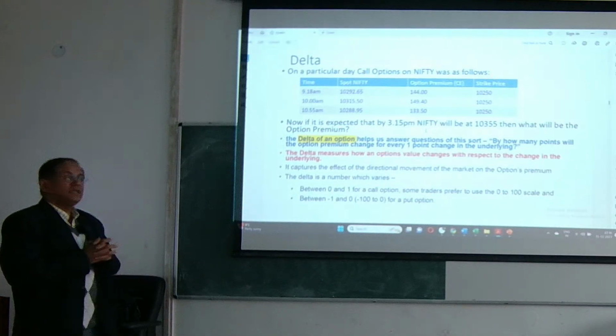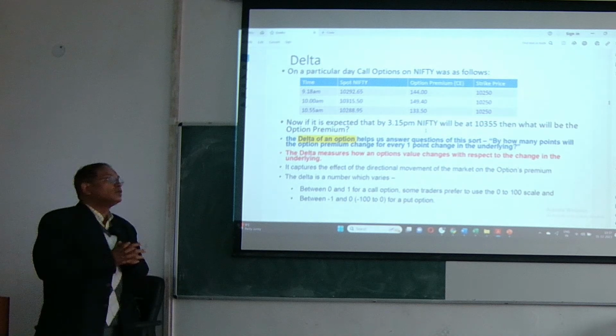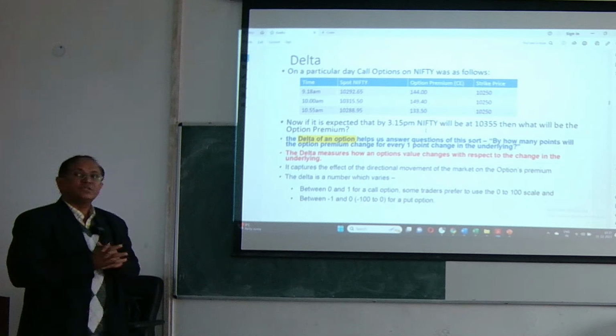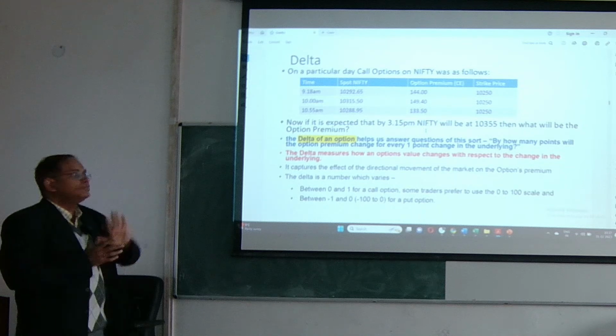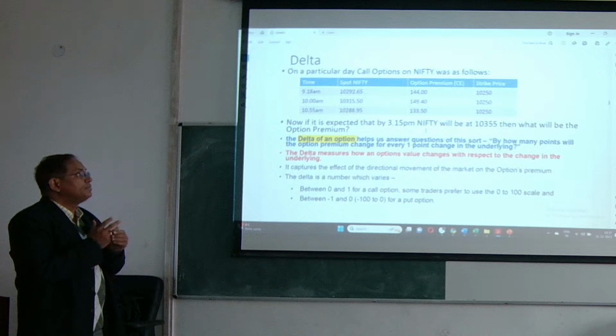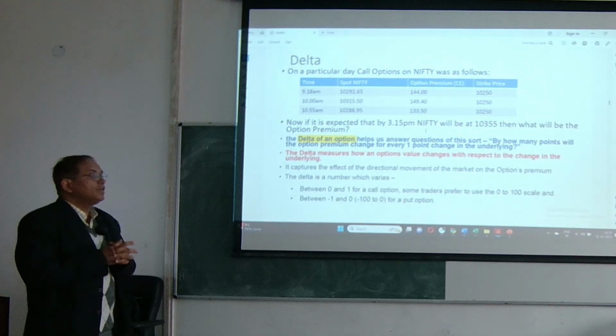10,292.65 at 9:18 in the morning. Option premium was 144, whereas the strike price was 10,250 for Nifty. At 10, Nifty went up to 10,315.50. Premium went to 149.40.